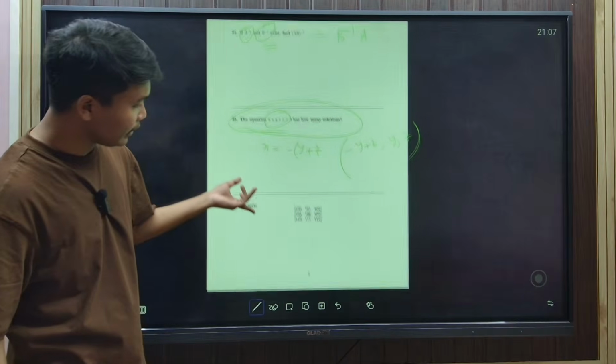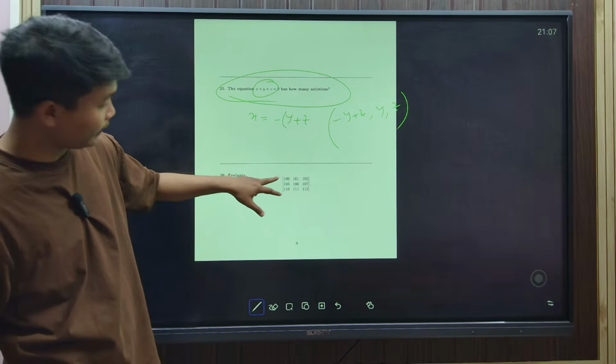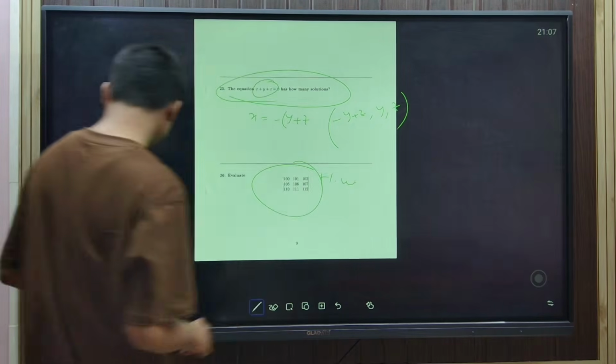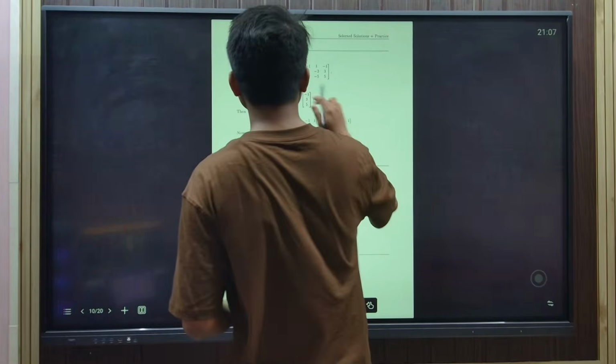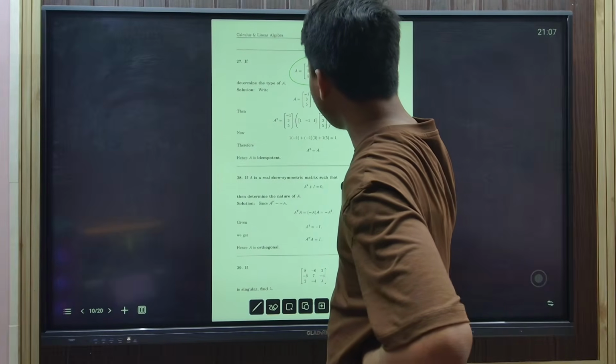Now evaluate similarly same kind of, which is called determinant is there. So this is a homework. Next, if your A is this matrix, determine the type of A. What kind of matrix is this?